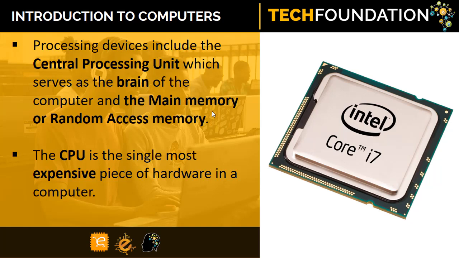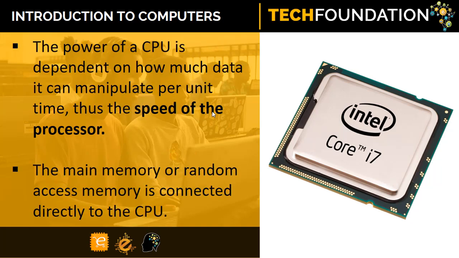The main memory is also known as the random access memory, and it is connected directly to the central processing unit or the CPU. Before a program can be executed by the computer, it has to be loaded into the RAM. Also, before you can manipulate data with the computer, the data has to be loaded into the main memory or the RAM. The main memory is a temporary storage. It is a volatile memory. Thus, it loses its content as soon as the power is cut off.